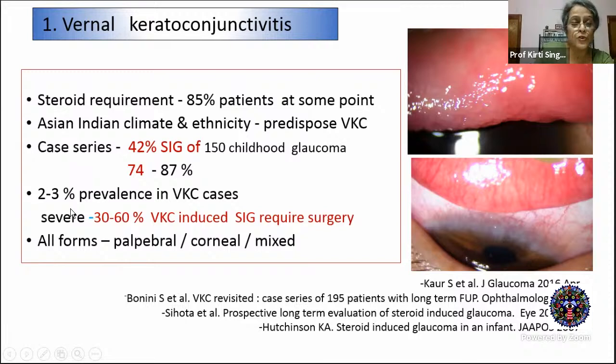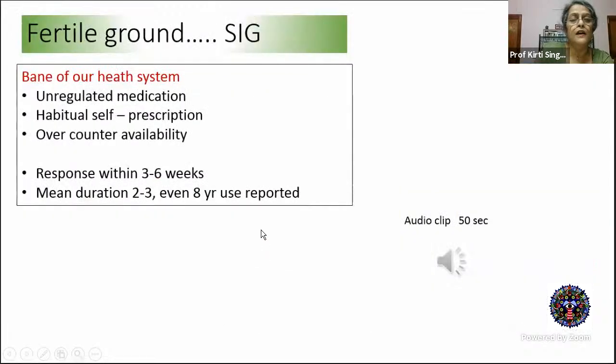Overall prevalence, as I showed in the first slide, is 2 to 3% in VKC cases for steroid-induced glaucoma. And this glaucoma in VKC is invariably severe, because almost 60% of patients require surgery in many studies. All forms of VKC, palpebral, corneal, mixed, can cause SIG.